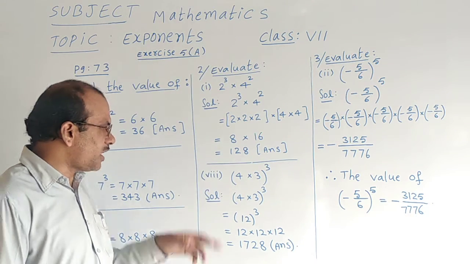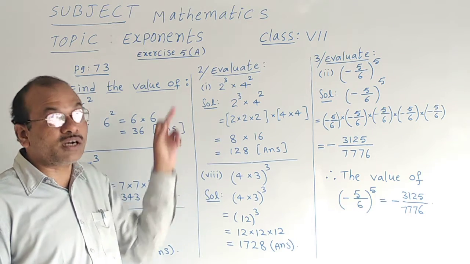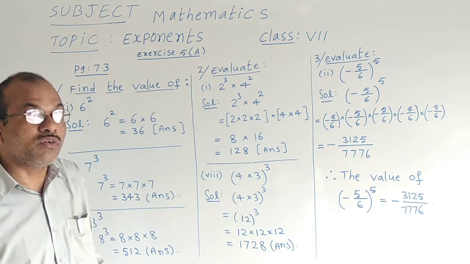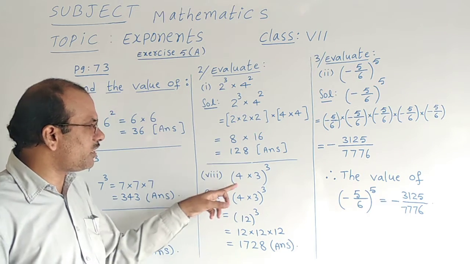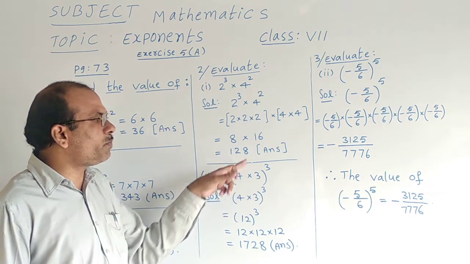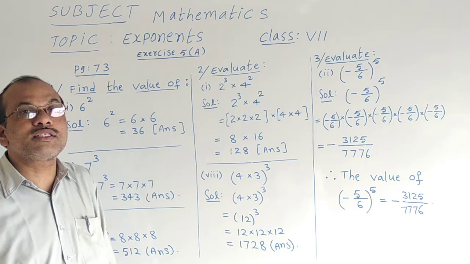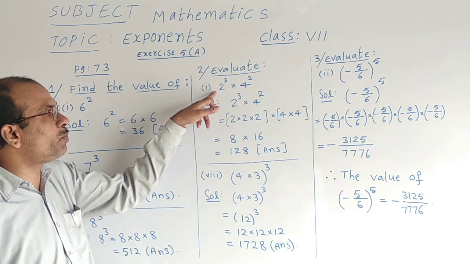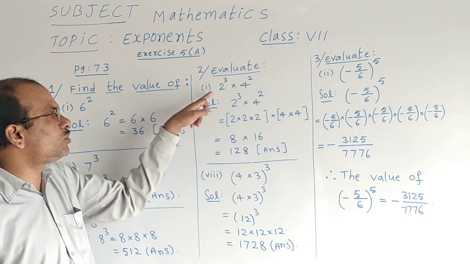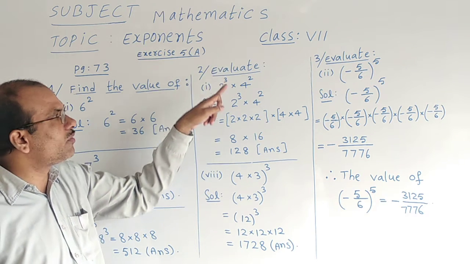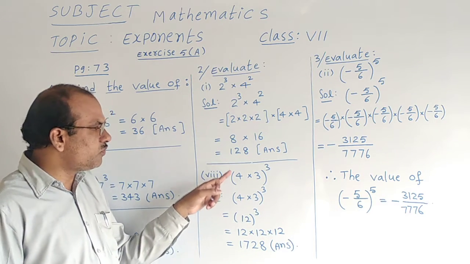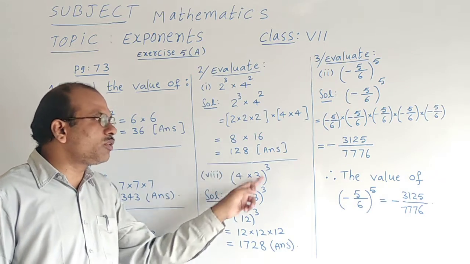Is it clear? Shall we go for the 8th bit of the second question? Second question only, the 8th bit. Another way of asking is given here. That's why I want to teach this. 4 into 3 whole to the power 3. Here the way of reading is different. There, the reading is 2 power 3 into 4 power 2, otherwise 2 is raised to the power 3 and 4 is raised to the power 2. But here it is 4 into 3 whole to the power 3.